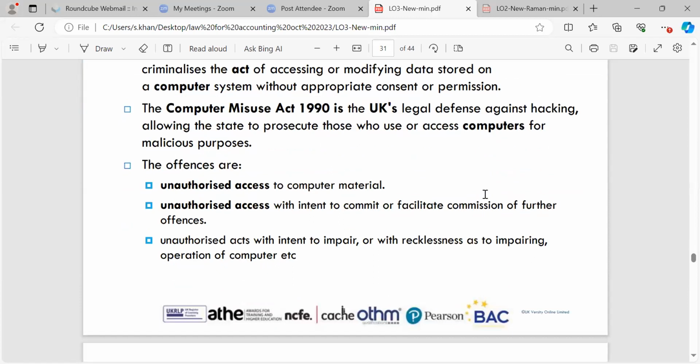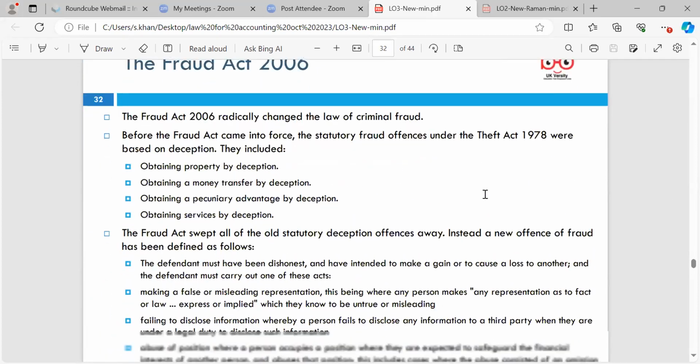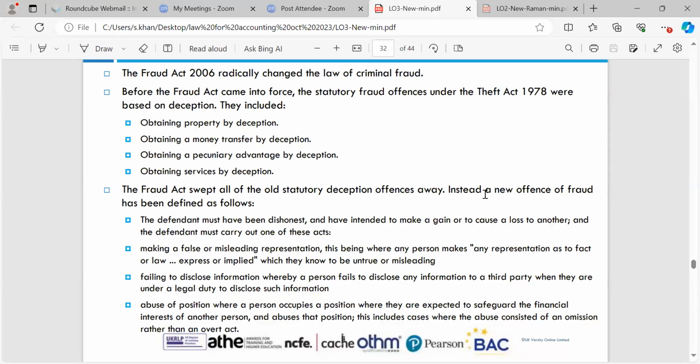The offences are unauthorised access to computer material, unauthorised access with intent to commit or facilitate commission of further offences, and unauthorised access with intent to impair, or with recklessness as to impairing, the operation of a computer. The Fraud Act 2006 has radically changed the law of criminal fraud.